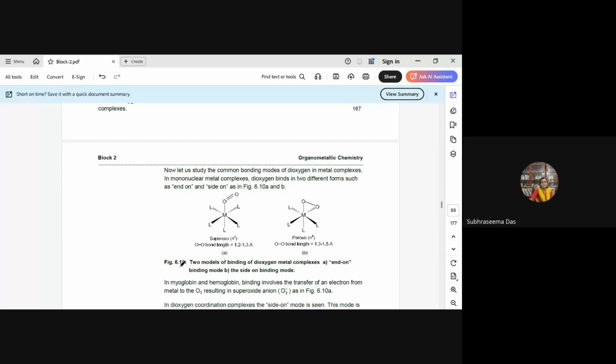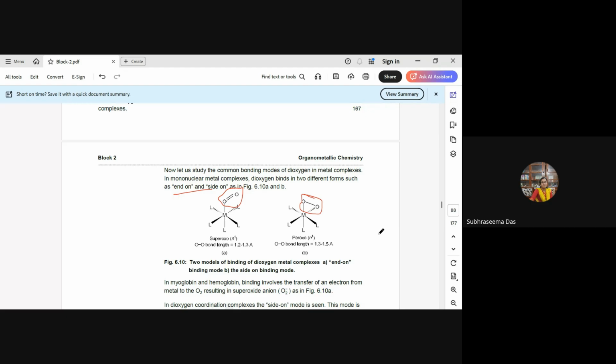When we take a mononuclear metal complex, this O2 binds in two different forms. One is the end-on, another is the side-on. So in the first part, you can see this is the end-on mode of addition, and in the B part you can see this is the side-on mode of addition of the oxygen molecule to the metal complex.